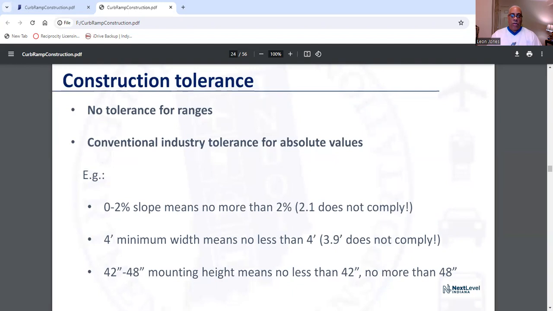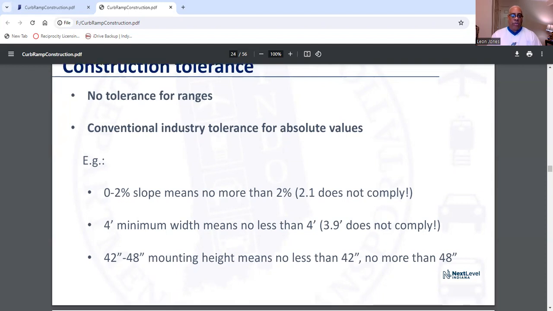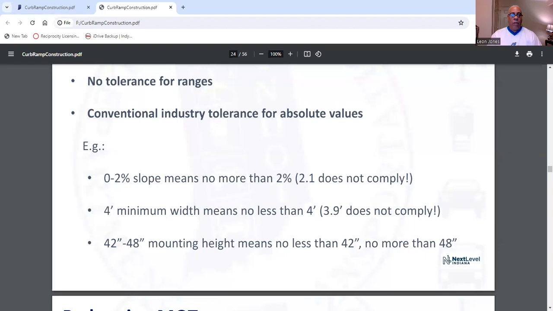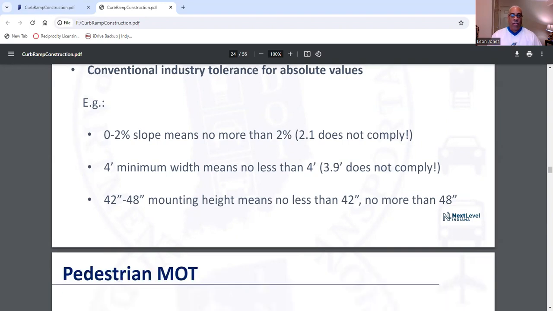Construction tolerance. No tolerance for ranges. Conventional industry tolerance for absolute values. Example, 2% slope means no more than 2%. 2.1 does not comply. 4-foot minimum width means no less than 4 feet. So 3.9 feet does not comply. 42 inches to 48 inches mounting height means no less than 42, no more than 48. And this is all in inches.